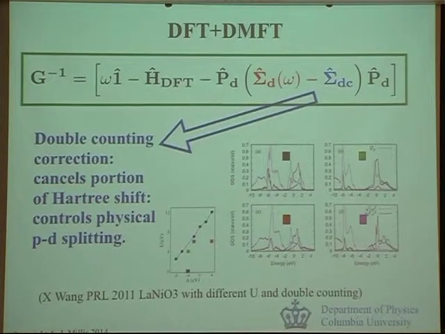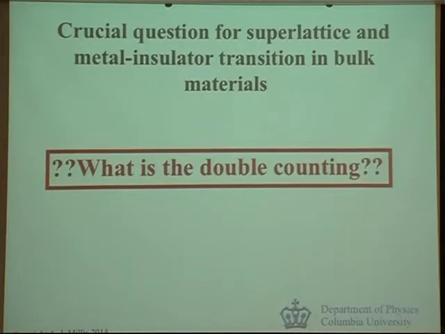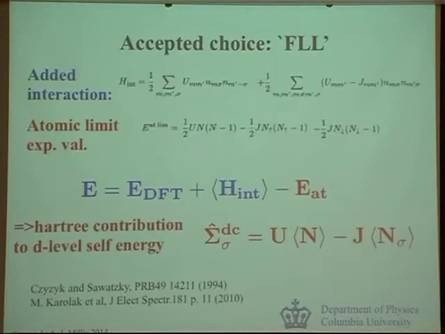And that's why, in this theory, you also need what's written in blue here, the so-called double counting correction, whose job is to cancel off some or all of that Hartree correction and put the d level back where it's supposed to be. So the crucial question for all of this physics is, what is the double counting? Now, there is an accepted choice in the literature which goes by the acronym FLL, which I don't want to explain. But the gist is that you take your interaction and more or less you just take its average expectation value. That's written here. And that gives you a double counting energy. And from that, you can get this double counting correction.